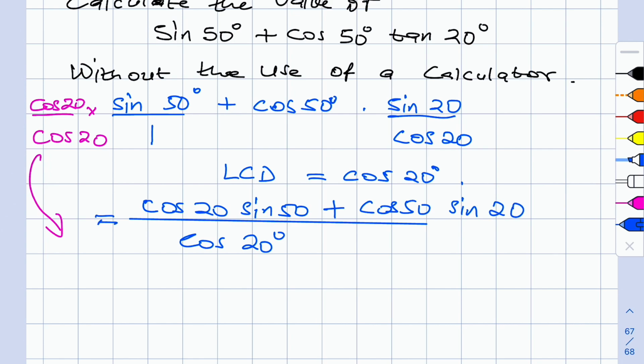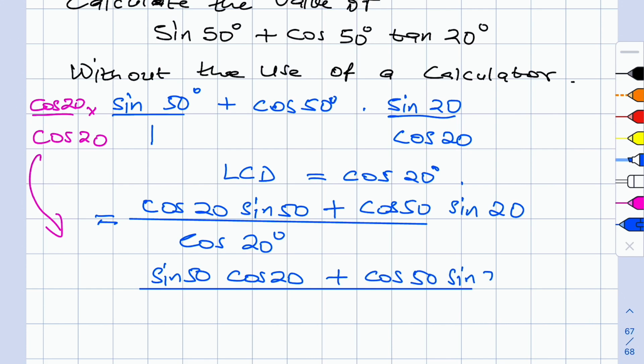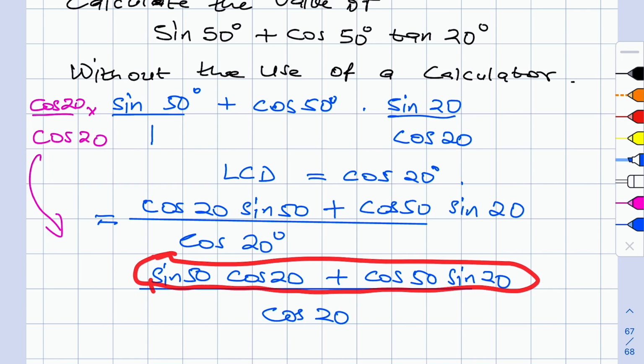Now what I'm going to do here, I'll just write this properly and start with the sine 50, which will be sine 50 cos 20 plus cos 50 sine 20, all over cos 20. Why do I start with sine 50? I want to make sure that this looks like a compound angle.